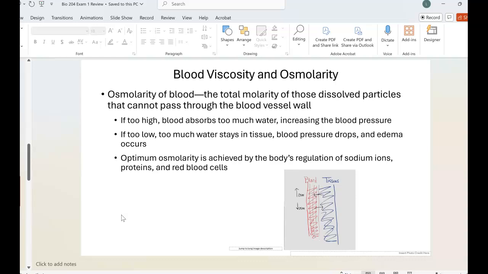If we have very low osmolarity, little solutes, then there's going to be more water in the blood than in the tissues. Water is going to leave the blood, go into the tissues, and then we can actually have edema. So the osmolarity of our blood also plays a role in our blood pressure. And we'll talk more about that as we get more into circulation and the cardiovascular system.